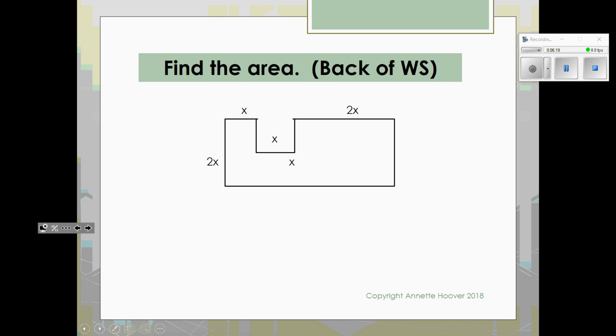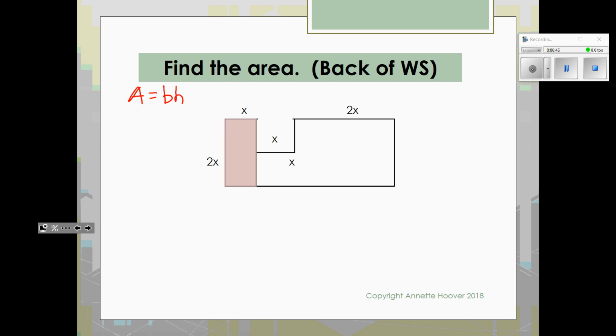Here's how we can use this with geometry. This is actually on the back of your worksheet if you'll look at it. There's a couple of different ways that you could solve this and find the area of this irregular shape. The way I chose to do it was to break the irregular shape into 3 separate shapes that I could find the area of. First, remember that to find the area of a rectangle, we multiply the base times the height.